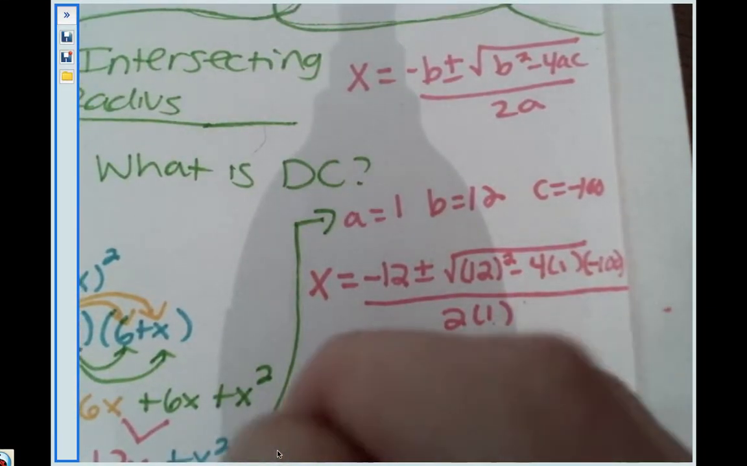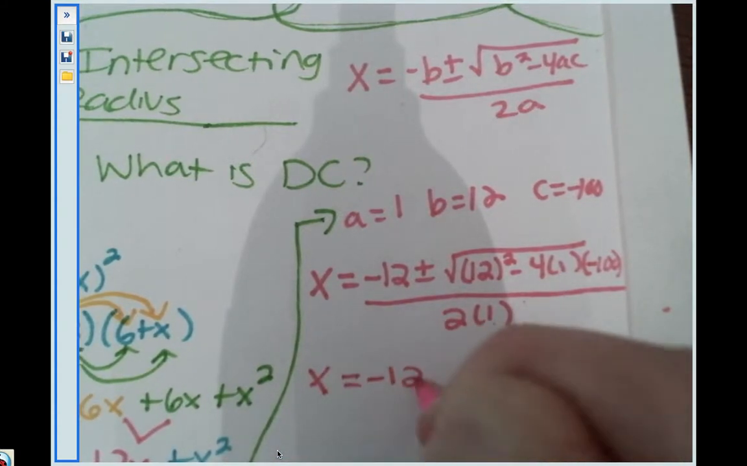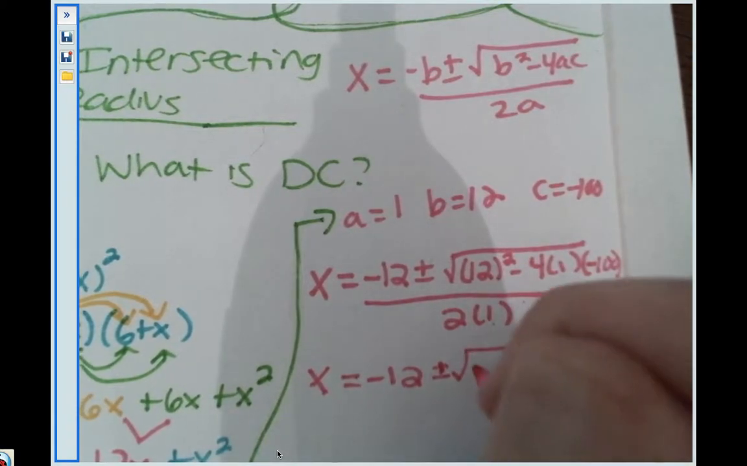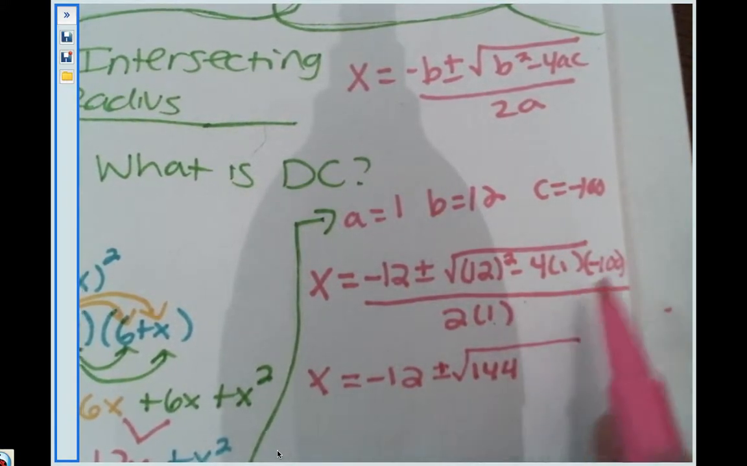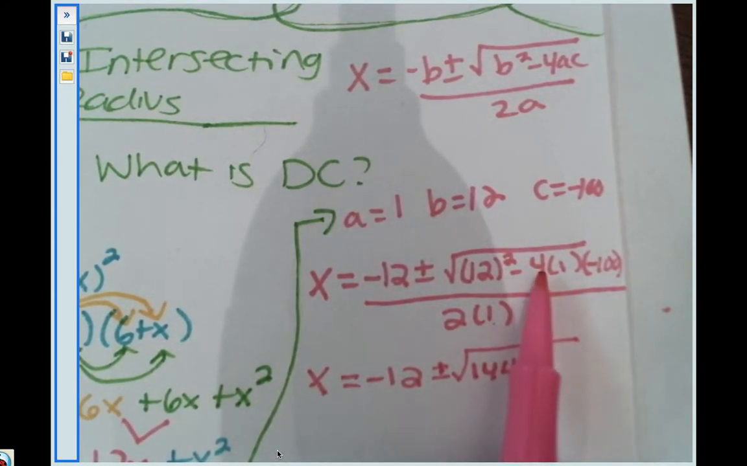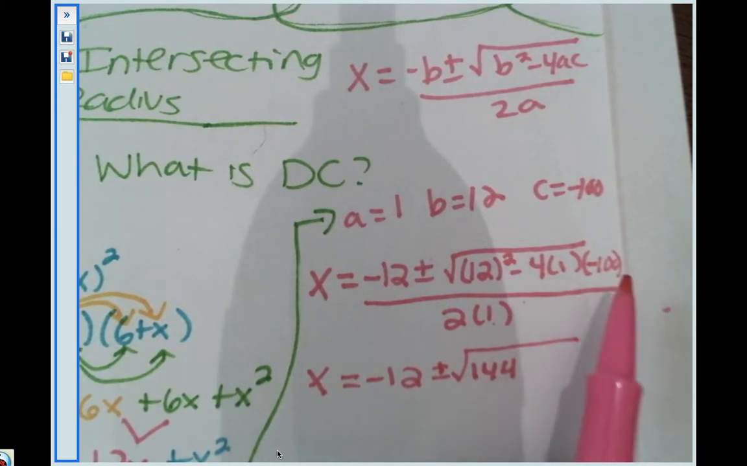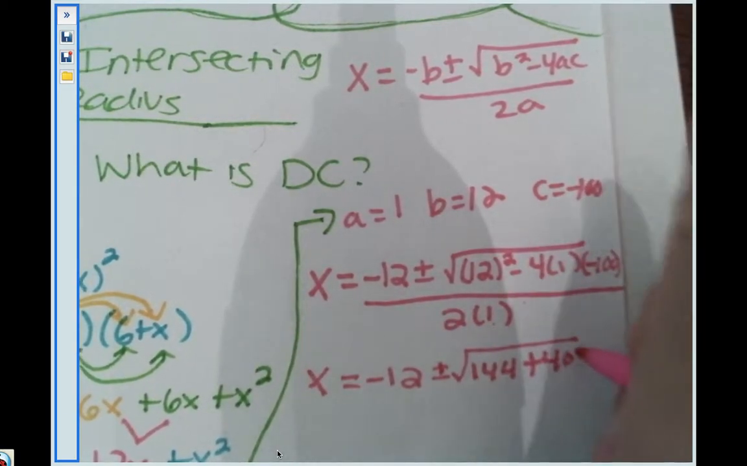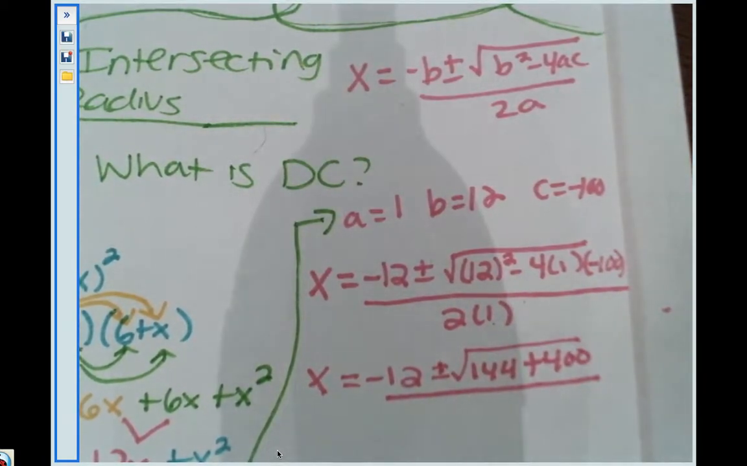So I have x equals negative 12 plus or minus the square root of 12 squared. 12 times 12 is 144. Okay, and then I'm going to multiply all this together. Don't forget the negative sign is attached to my 4. So this is like negative 4 times 1 times negative 100. So negative 4 times 1 is negative 4. And negative 4 times negative 100 is positive 400. Holy hot dog. It's going to get to be a big number. All right, all over 2 times 1, which is 2.